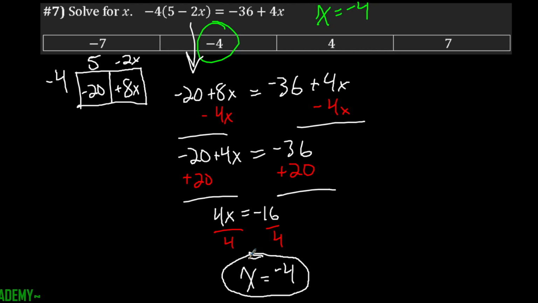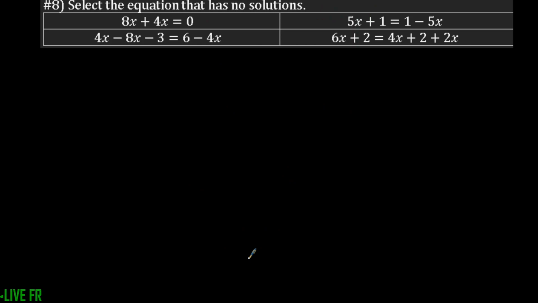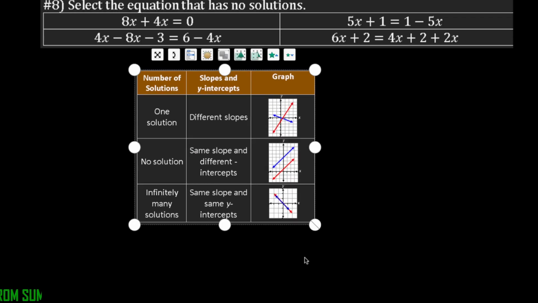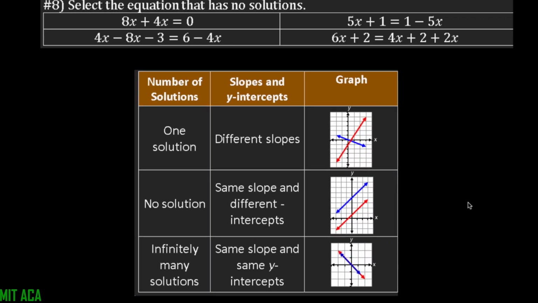All right, moving to number 8 on that front side. It says select the equation that has no solutions. So what does it mean to have no solutions? Well, let's actually look at this real quick. If we look at the image that I have up here, it tells us what type of information we need. So we're talking about if we have a number of solutions, it either has one solution, no solution, two solutions, which could come up for quadratics, but we don't have to worry about that, or infinitely many.